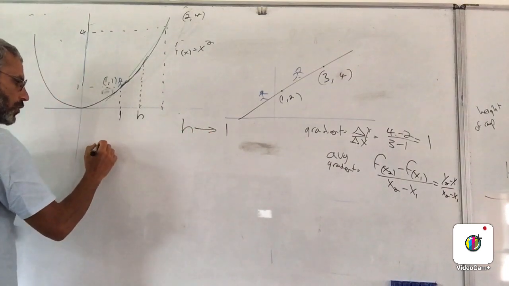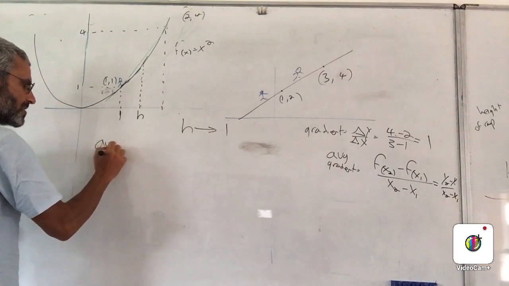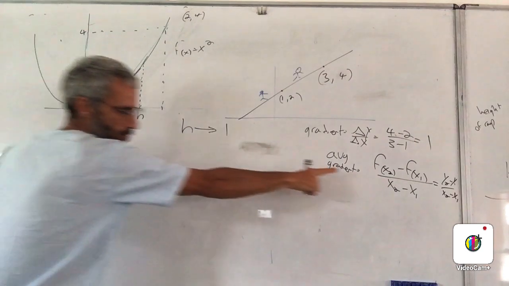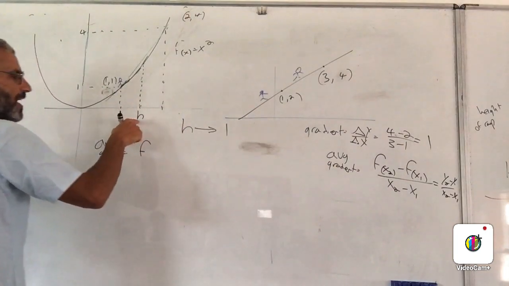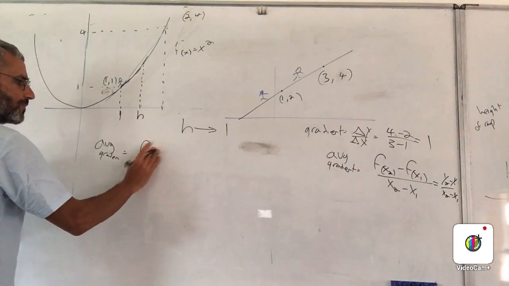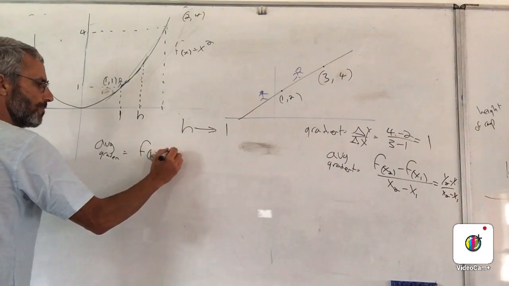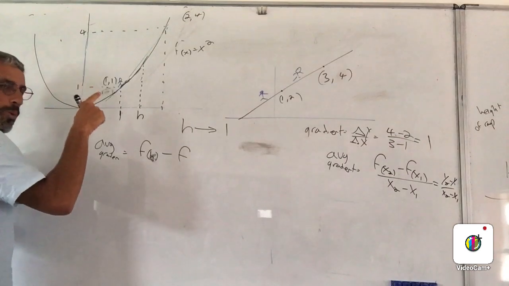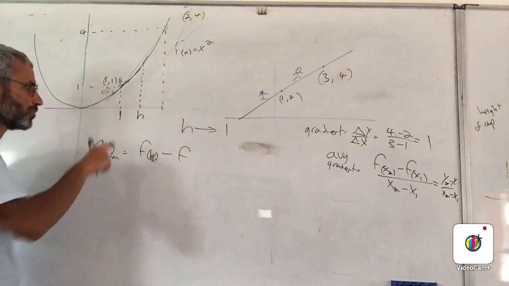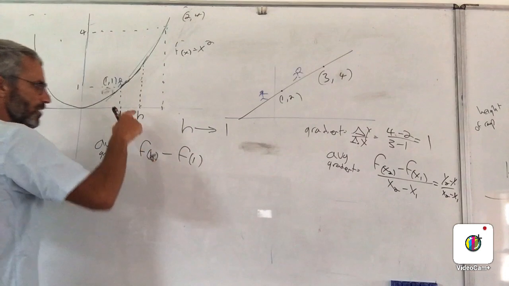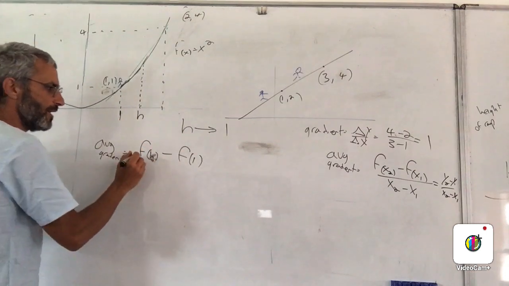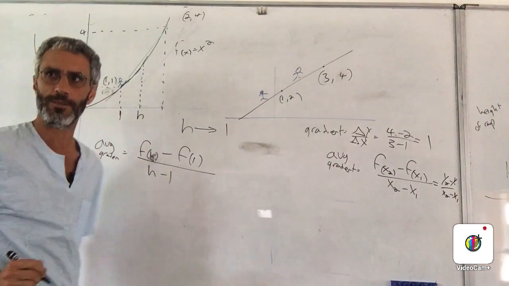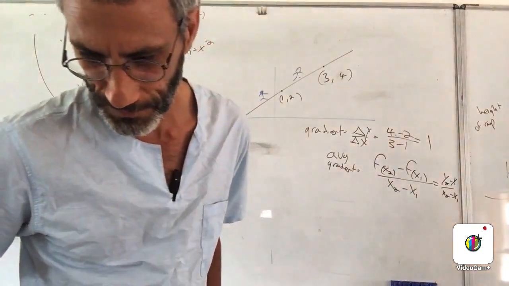So in this case, your average gradient is going to be f of x2, and x2 is h, so f of h minus f of the other point. What is x1 equal to? 1. So that's your x2 and that's your x1, divided by x2 minus x1, so h minus 1. Are we happy with that so far?